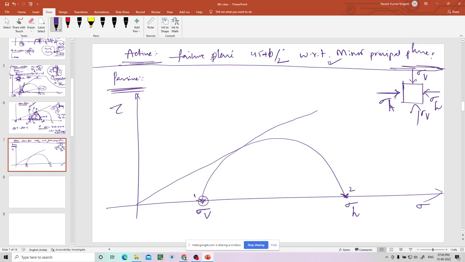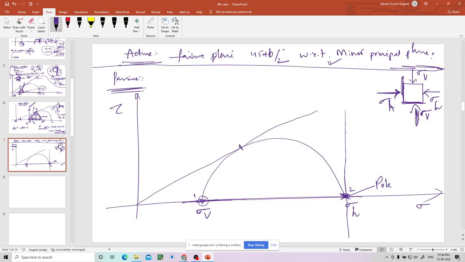Now we will find out the pole. For the pole we have to draw the vertical and horizontal lines. So let us draw first. Sigma h is acting on a vertical plane, so I will draw a vertical line here. And sigma v is acting on a horizontal plane, so I will draw a horizontal line here. Both are intersecting here, that means this is the pole in this case.